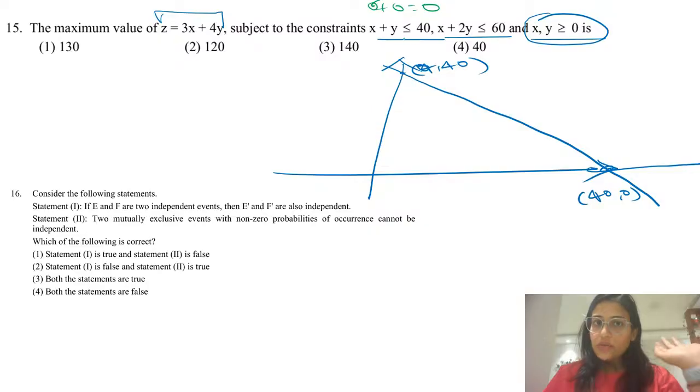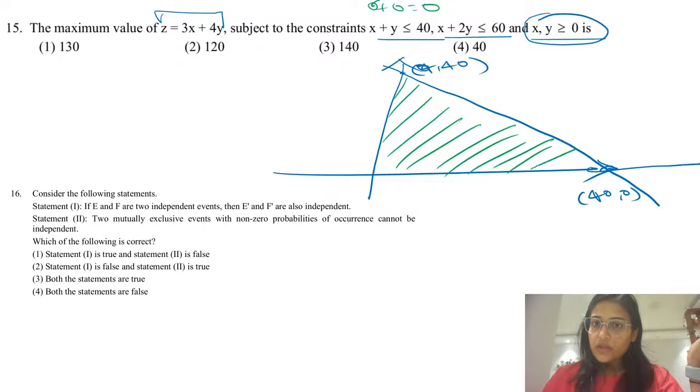If 0 is less than or equal to 40, yes, that's true, 0 is less than 40, right? So this part will be included. This is your considerable part. Okay, now come to the next.